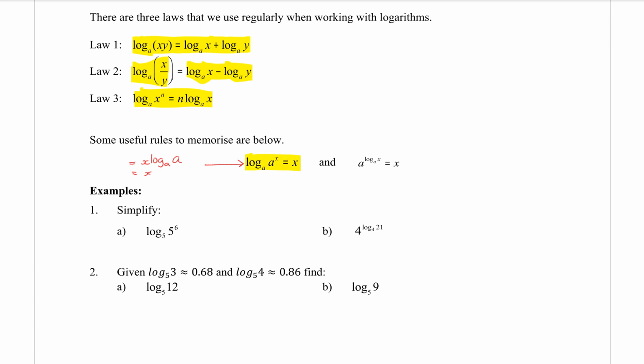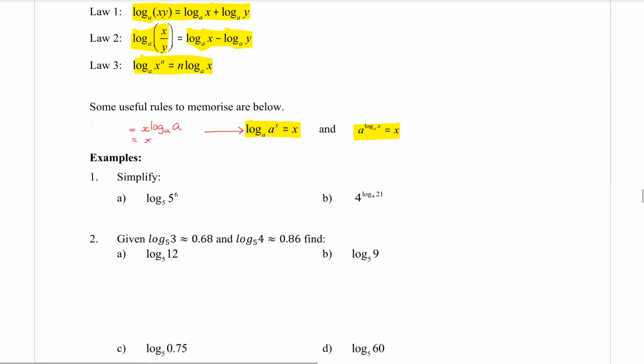Then we have another one. A to the power of log base A of x is going to be equal to x. So what that is saying, as long as the base of my exponential here and the base of my logarithm are the same, then they are going to cancel each other out and I will just be left with the x. So let's practice using a few of these rules.